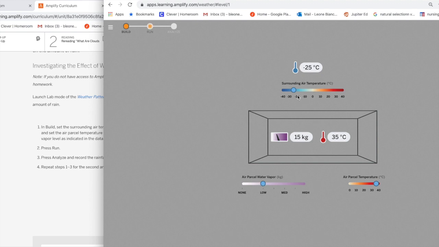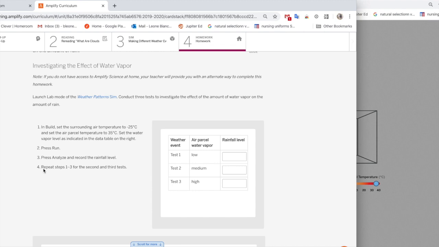So running it with the same temperature on the outside, same temperature on the inside, and then changing the amount of water. Seeing if that would change any part of the system, change any of the levels of severity of the rainstorm. So I want you guys to do that.